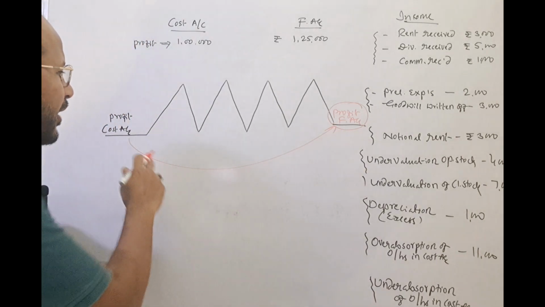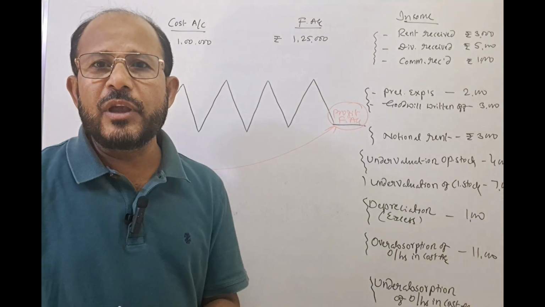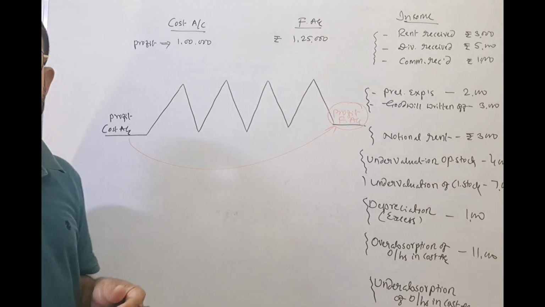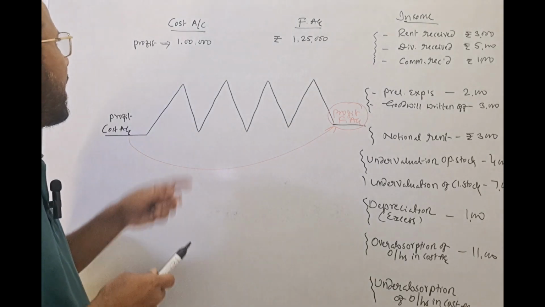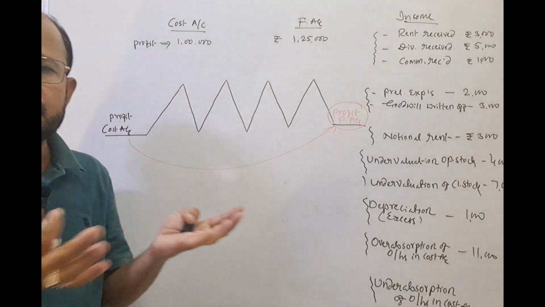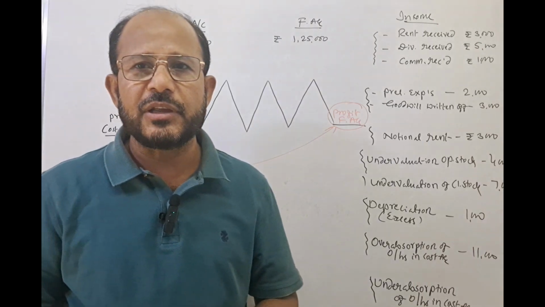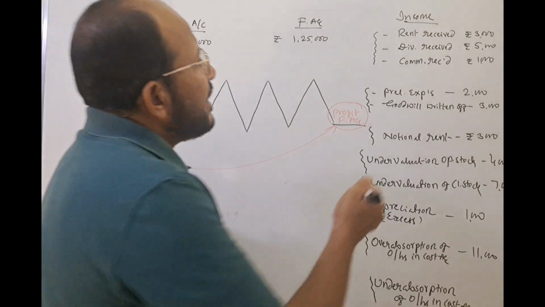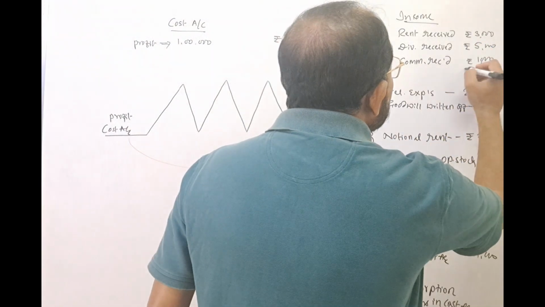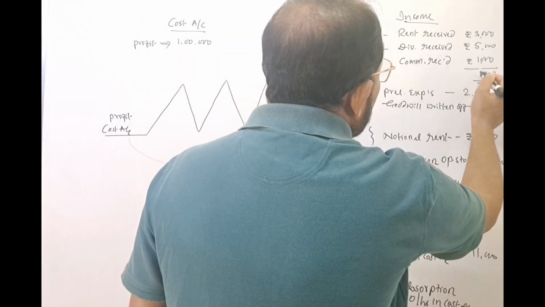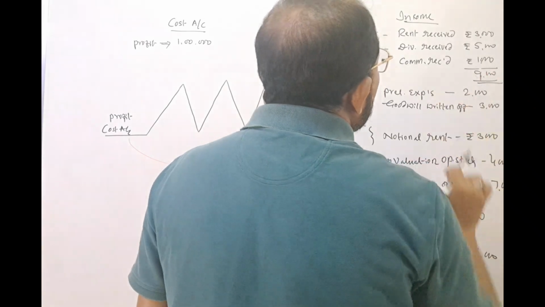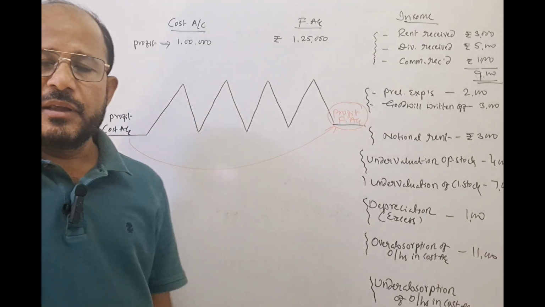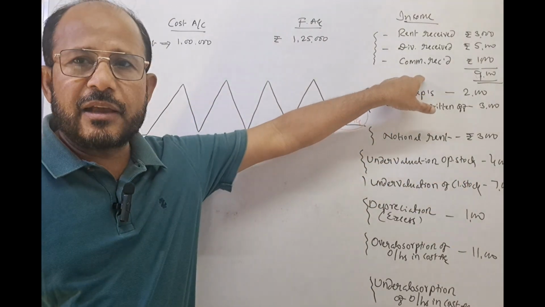In order to reach this target, what do we have to do? We have to add certain items and we have to subtract certain items. Then only we can reconcile the result as per cost accounting and financial accounting. Okay, let us see one by one. You see here rent received, dividend received, commission received, total. Okay, here what is the total amount here? Rupees 9,000. This rupees 9,000 is the income.